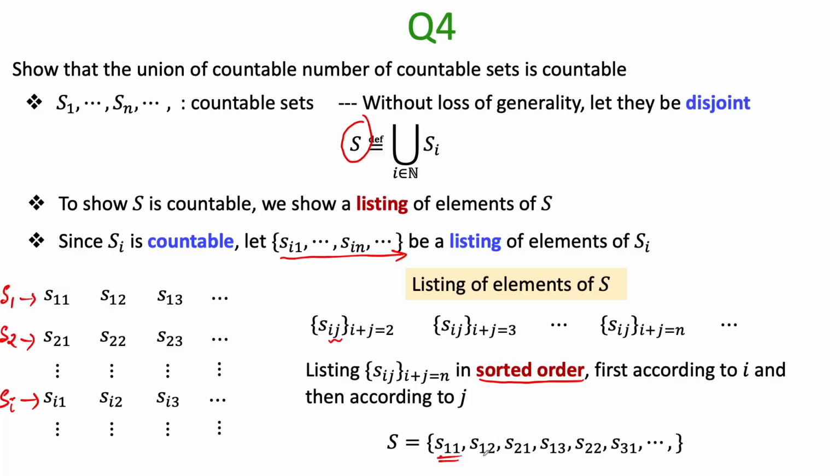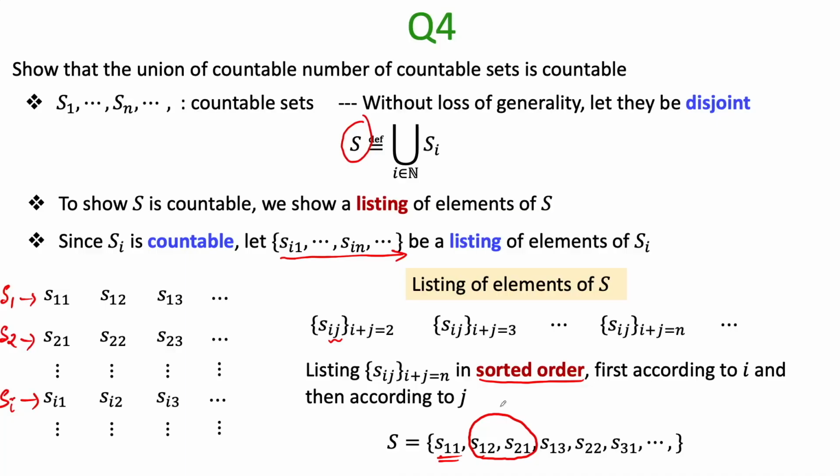Next, I will focus on all Sij's where the summation of i and j is 3. So I have S12 and S21, and you can see that I am listing S12 first and then S21, because i gets preference first. So I will list down all the Sij's where i is equal to 1, followed by all Sij's where j is bigger than i, or 2.